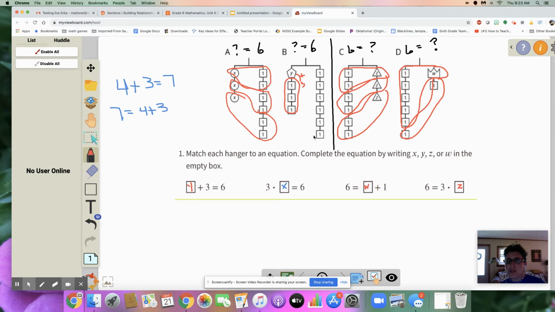So to kind of sum up, when you see these hangers, you're thinking about them as an equation. And your equal sign can be on either side, or your answer. The equal sign will always balance it out. This is your equal sign here. And you may have to figure out what's on the left or what's on the right.